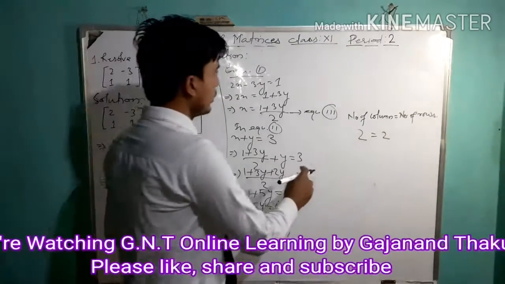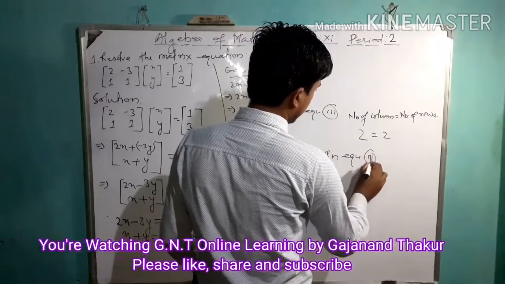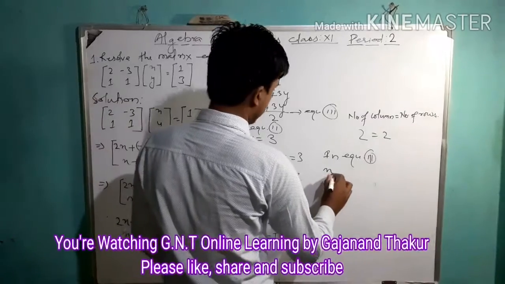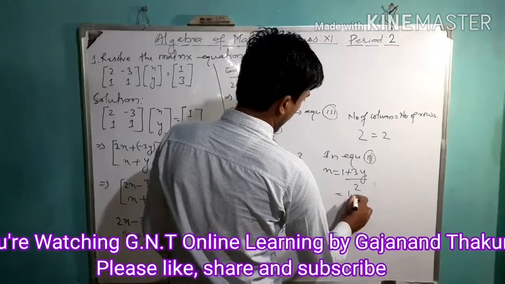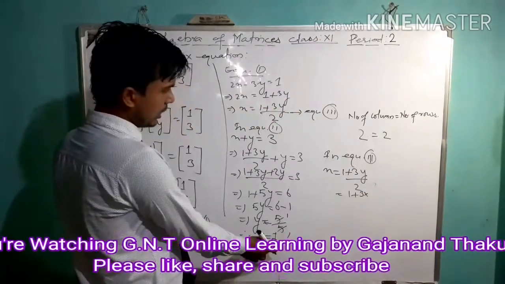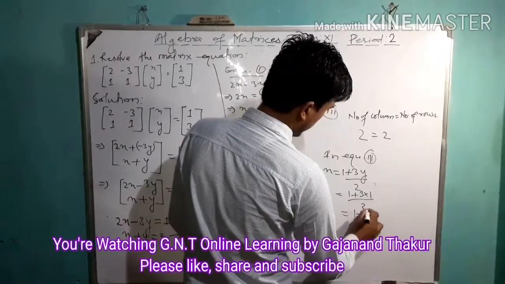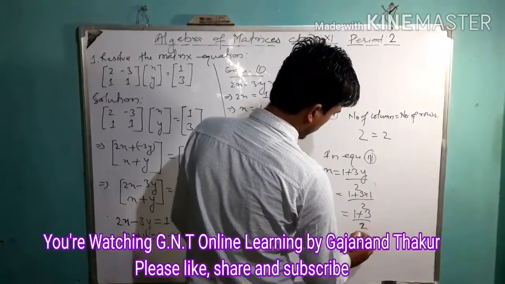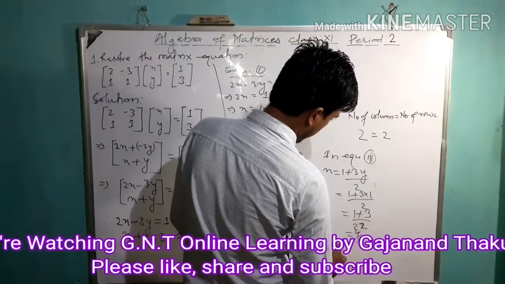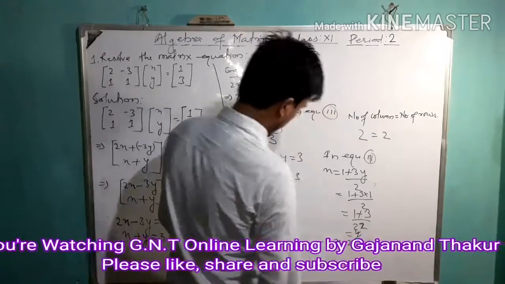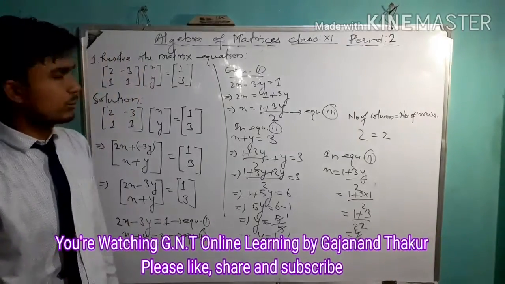Now in equation 3, we have x equals (1 plus 3y) by 2. So 1 plus 3 into the y value, which is 1, by 2. 1 plus 3 ones are 3, which gives 4 by 2. 2 twos are 4. Therefore x equals 2. So these are the two values: y equals 1 and x equals 2. So let's take the next question.